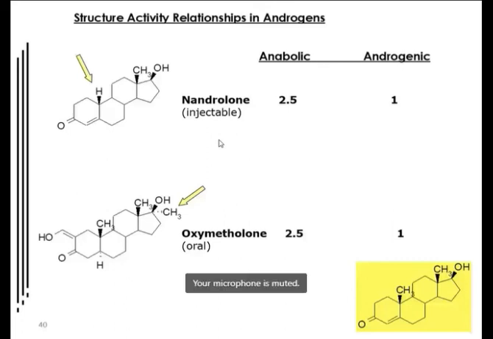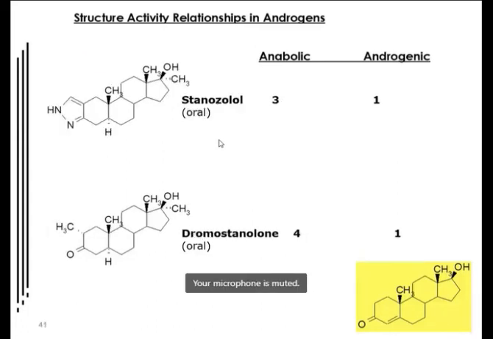Some synthetic ones have more anabolic effect than androgenic effect. That's why sports people are now misusing them. They are using the more anabolic ones, like nandrolone and oxymetholone. Stanozolol has 3, even. Bolasterone has a more potent anabolic effect, 4 compared to 1 androgenic.